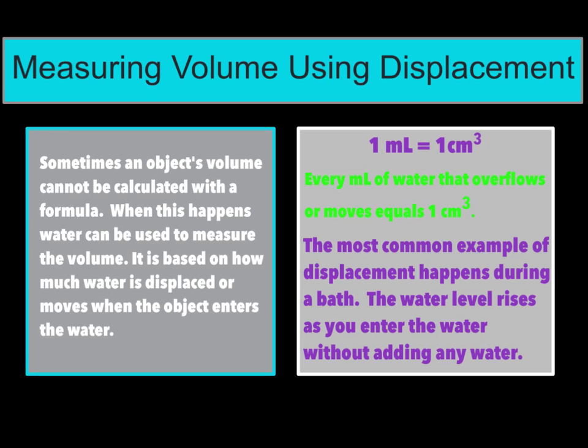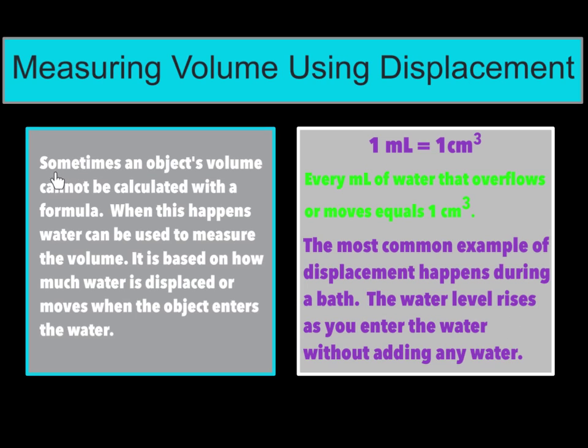Measuring volume using displacement. I'm actually going to change it up a little bit from my original plan. I'm going to go right to the example of what displacement means. So let's focus down here in the purple. The most common example of displacement happens during a bath. The water level rises as you enter the water, yet we never add any water. This is because the body takes the place of the water, and we could actually measure our volume by seeing how much that water moves.